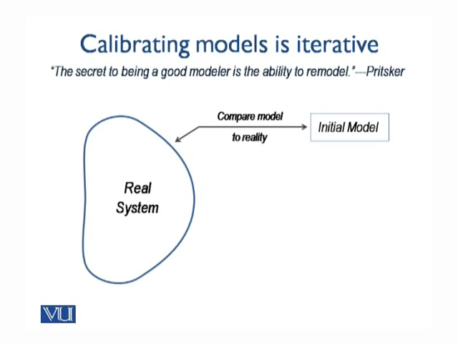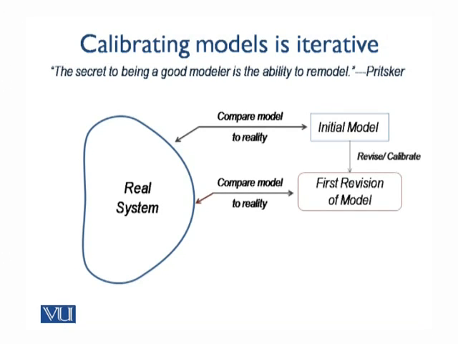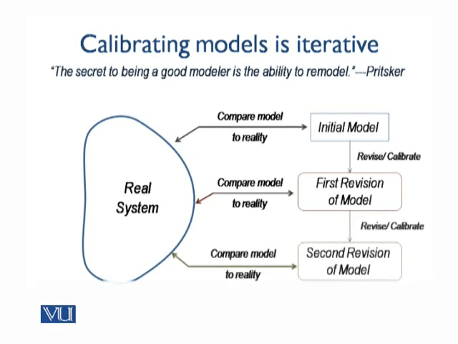So remember Alan Pritzker's guideline about remodeling. The key to being a good modeler is the ability to remodel. Once you've discovered something new, you can go back and calibrate the system and improve it. So we do that here by revising the model, and we have a first revision of the original model. We again compare it to reality, and from that we get new information, and from that we can calibrate the system again to have a new revision of the model that is better than the earlier revisions. And this is the way modeling works iteratively. So, and this will keep on going.